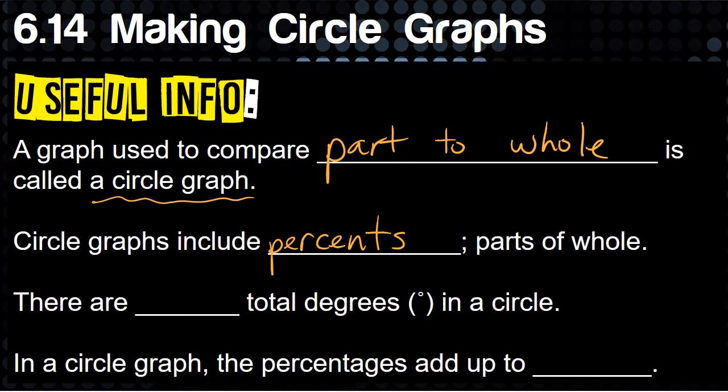There's a total of 360 degrees in a circle, and we mark degrees with that little circle next to the number. That's going to be useful as we have to figure out what the degree measurements are for the parts. But in a circle graph, we know that all the percentages, when you add them together, should come up to 100%.